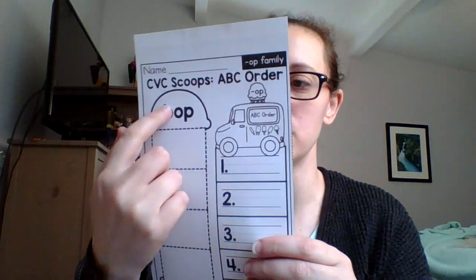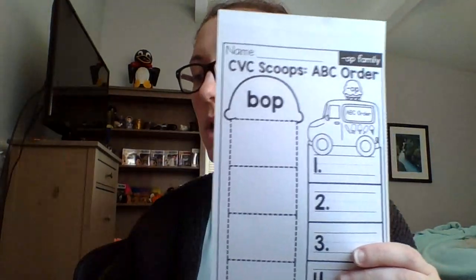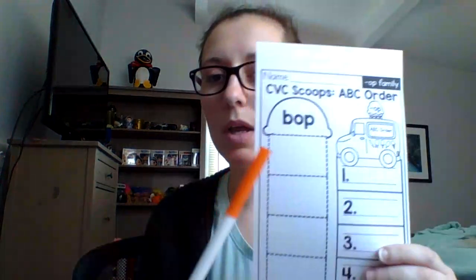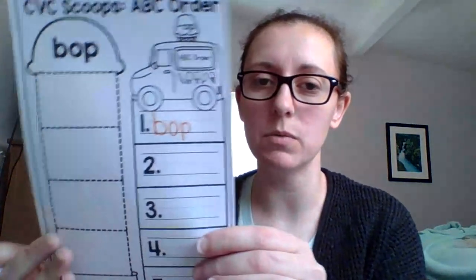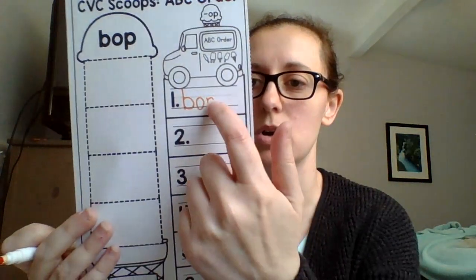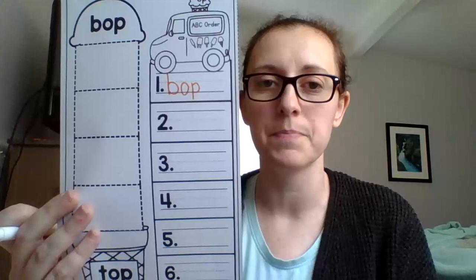They've already done the first one for us, which is bop, so we don't get confused. They want us to now write bop on the line for number 1. So you're going to write B-O-P. And mine's a little sloppy. You want to make sure it's inside the lines and your O should not go below like mine does.